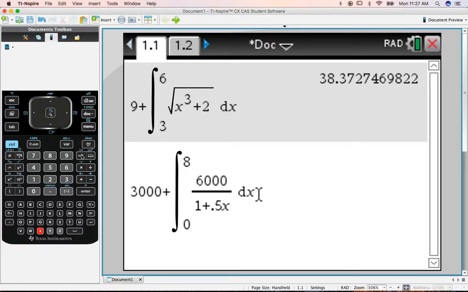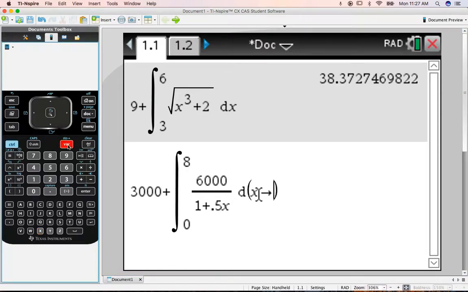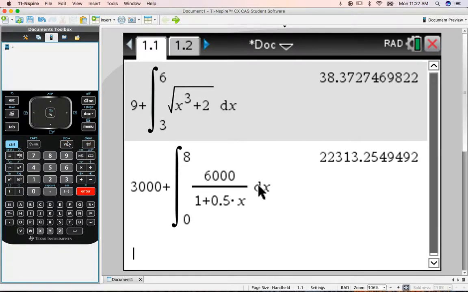And if this is stored, let's say that we store this as part A's, let's say P of T. Actually, this is P of 8. This is my answer. My answer is going to be 22,313.255. Okay, so P of 8, or the population after 8 days, is going to be 22.